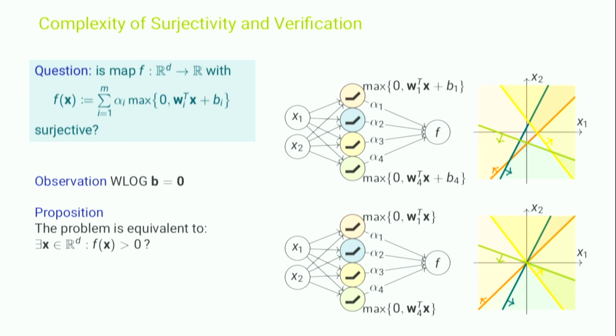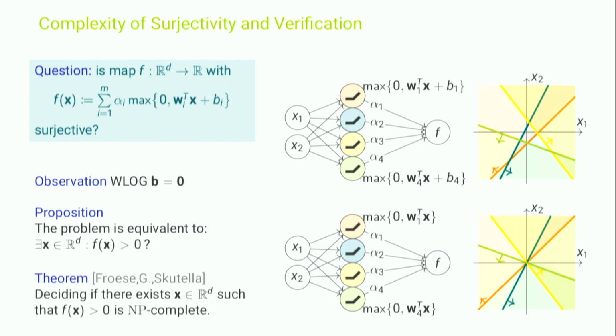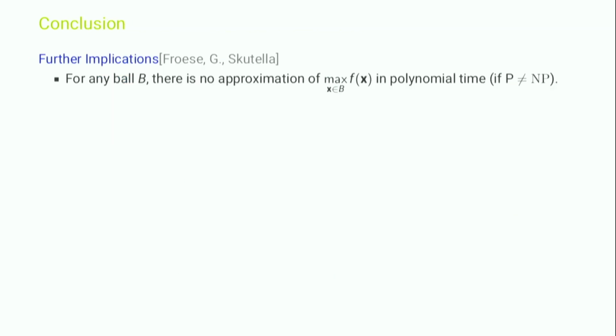And how hard can this be, to just find one point where the function is positive? But this problem is actually already hard. We can show that deciding positivity is NP-complete for a one hidden layer neural network, which then also implies that deciding surjectivity is also NP-complete. And this hardness of positivity has some further implications for the verification of neural networks.